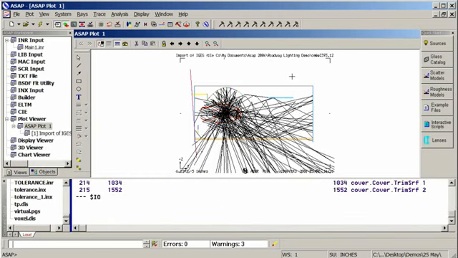Okay, so here's the results of looking at the geometry and the ray trace. Now let's take a look at some of the analysis.